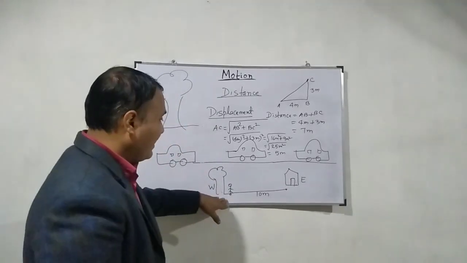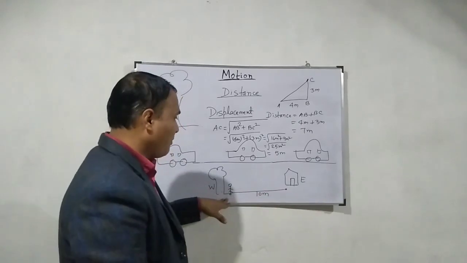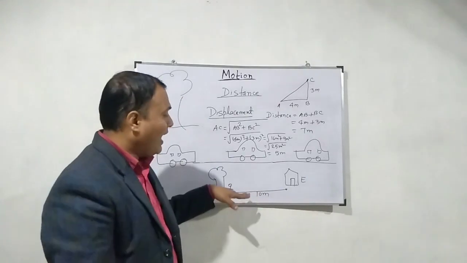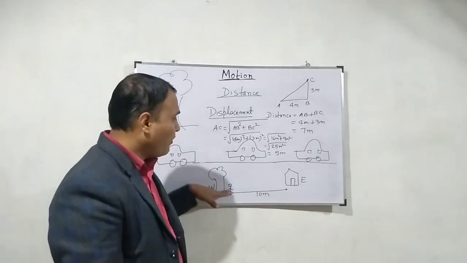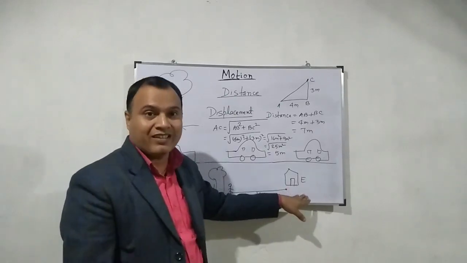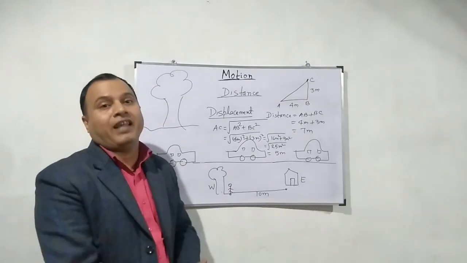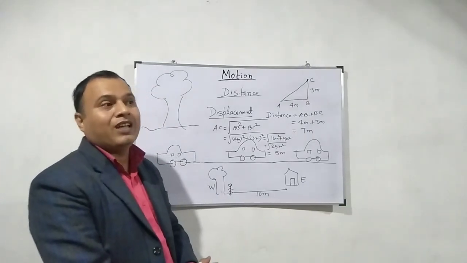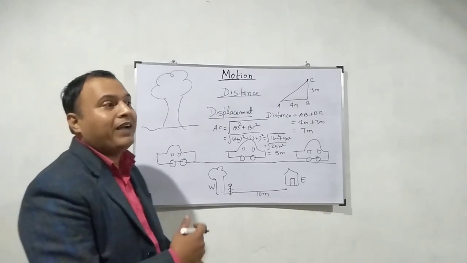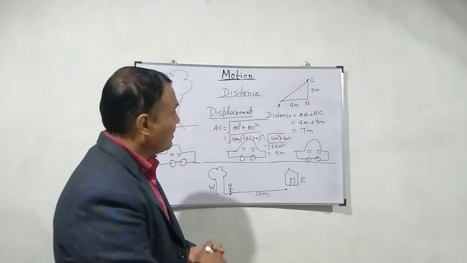So in this case, a man moves from west to east direction. So the displacement is towards the east direction. Displacement also has direction. So we can say that this man moves in the east direction. And for distance, we can't say anything about the direction. In the case of distance, we do not talk about the direction. Distance means movement of any object in any direction, that is distance.